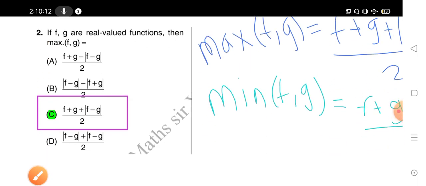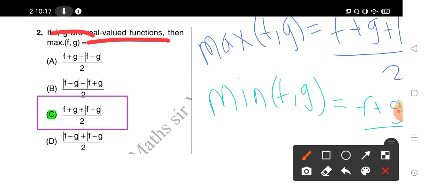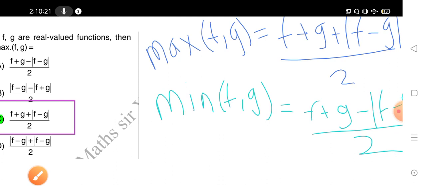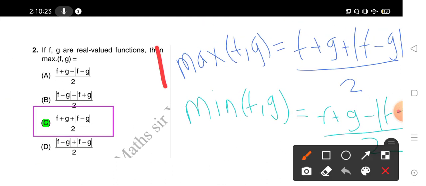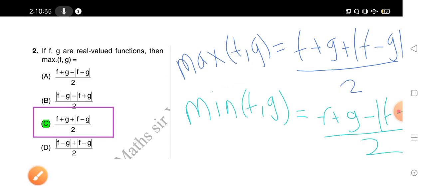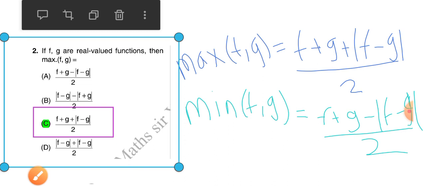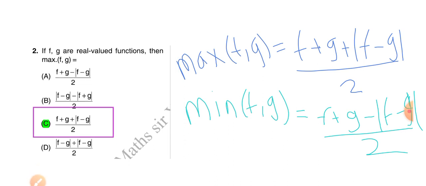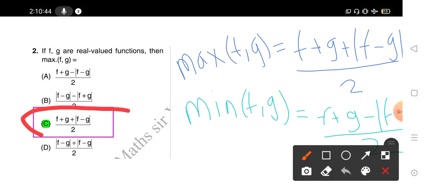Next question. If f and g are real valued functions, then maximum of f and g. Here is some result: maximum of f and g equal to (f plus g plus |f minus g|) upon 2. Here minimum of f and g equal to (f plus g minus |f minus g|) upon 2. This is the result. So option C is correct.